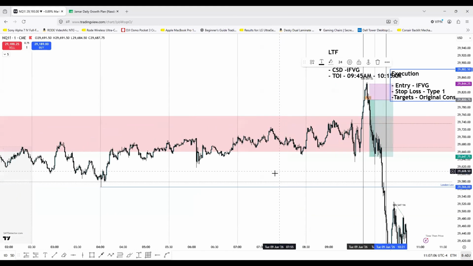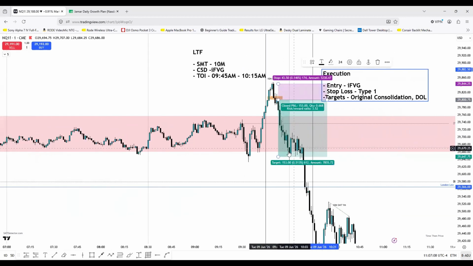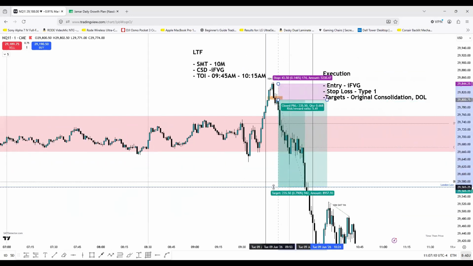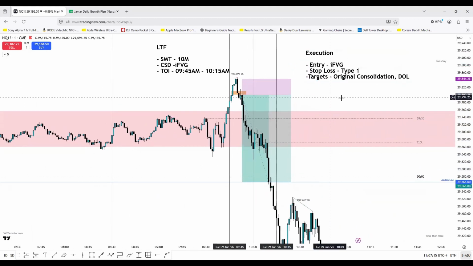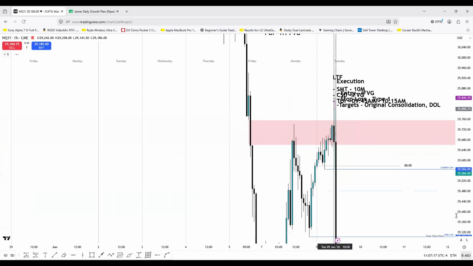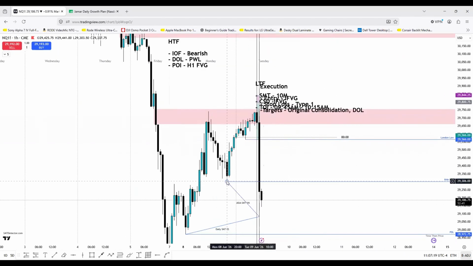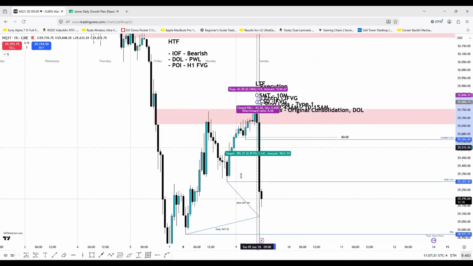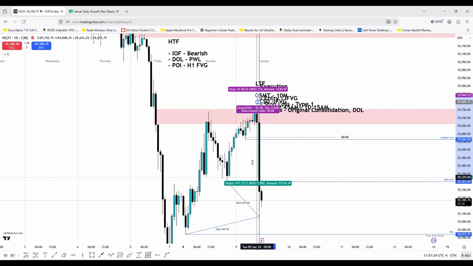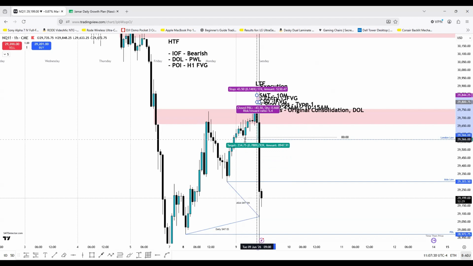So original consolidation, I just took it to the London low, right? I honestly just got out there, but on a higher time frame, original consolidation would be the Asia low. Asia low here would be the original consolidation. This could be an area where you take partial profit. I just completely got out there because it was 234 points, almost 235 points, and a 1 to 5.4 risk to reward. I was completely fine with that.